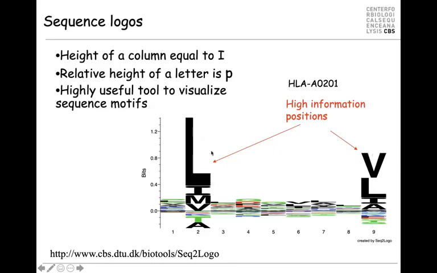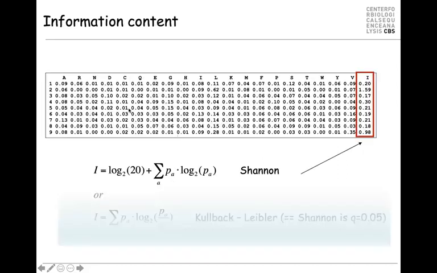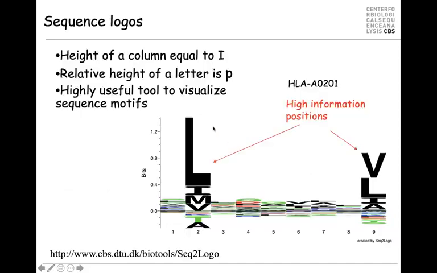And then the height of each amino acid is the relative frequency at that position. So here we have L having a frequency at P2 of 62%. So L occupies 62% of the total height of the bar. Okay, and then finally, we have characters shown on the positive and negative y-axis.